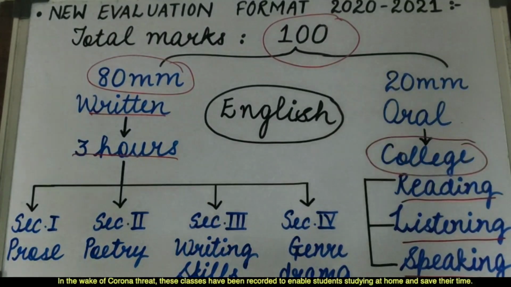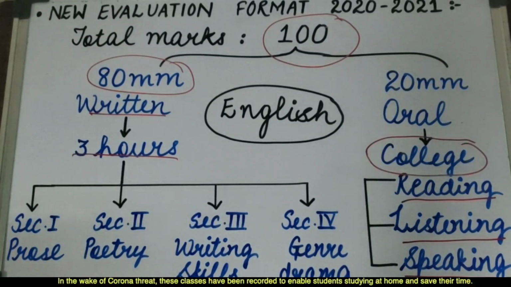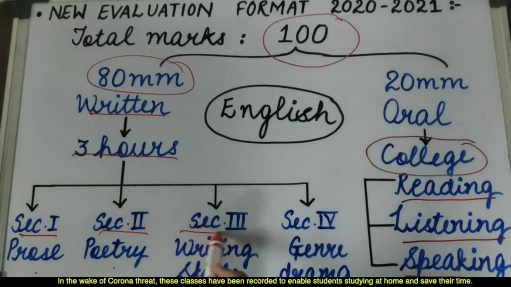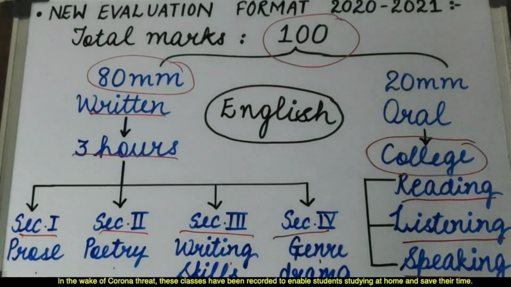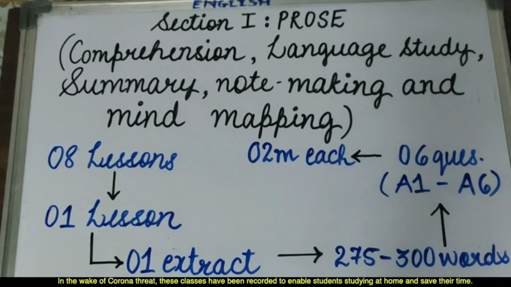Coming to the written part, the written 80 marks paper is for 3 hours and the question paper consists of 4 sections. Section 1, that is the prose. Section 2, that is poetry. Section 3, the writing skills, and section 4, genre drama. Genre drama is newly introduced and it is a sort of rapid reading. So your English paper is a total of 100 marks, in which 80 are for the written and 20 are for the oral exams.